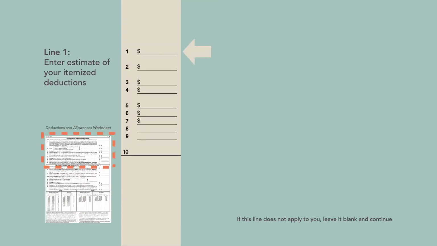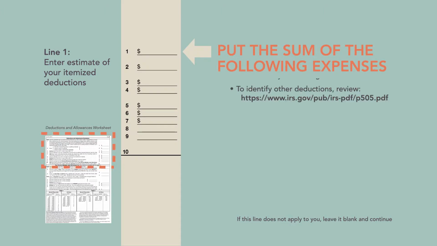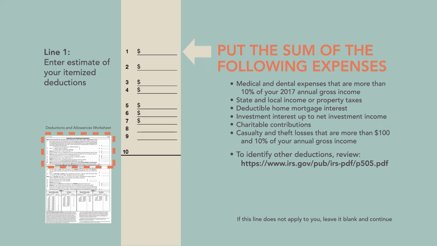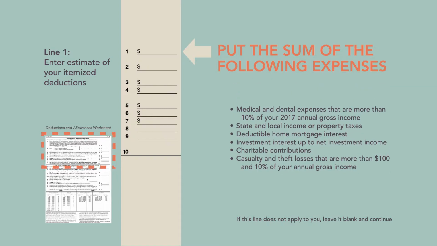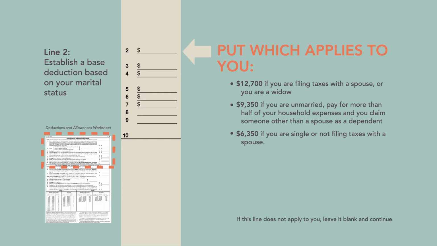On line 1, add together the following expenses. To identify all potential deductions, follow the provided link and review page 8. On line 2, write $12,700 if you are filing taxes with a spouse or you are a widow.